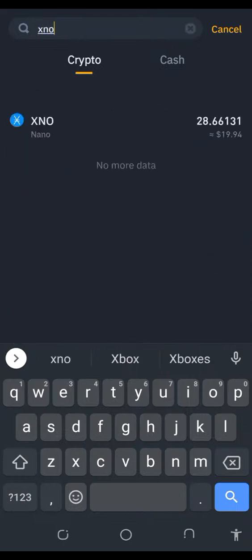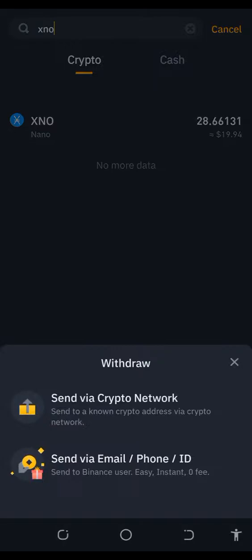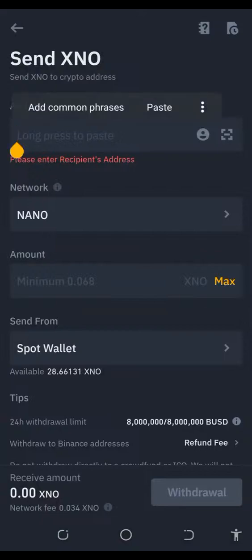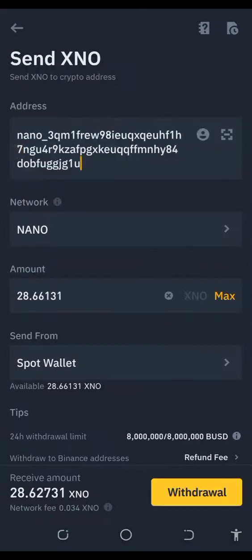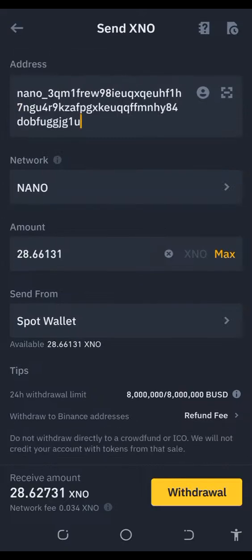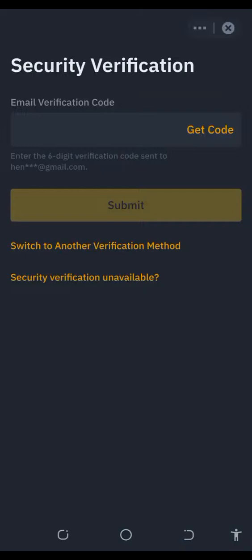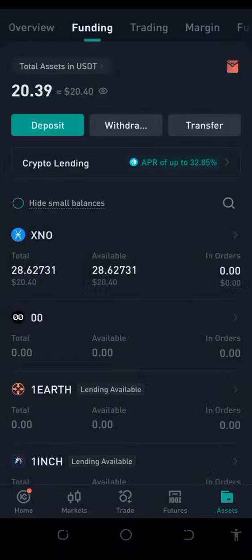You know, all these names. You just have to quickly know them, right? So let's click on this. Okay. Now let's click on the address. Let's paste that in. Let's click on the max. Okay. So everything is here. You can see we're going to get 28.62. So let's go ahead and click on withdraw. Okay. So let's quickly do this. All right. So I'm going to put in my verifications and I'll be back to continue the trade.